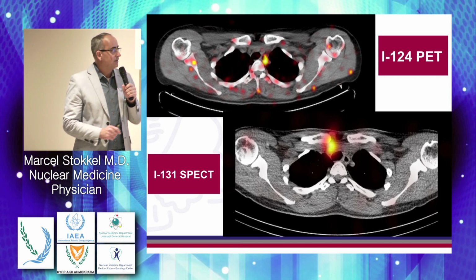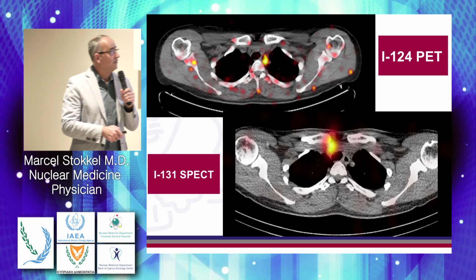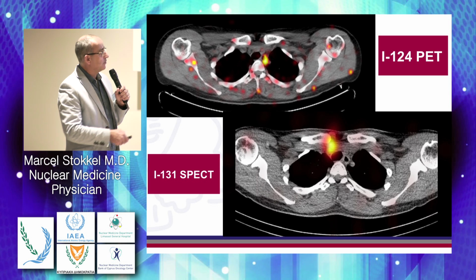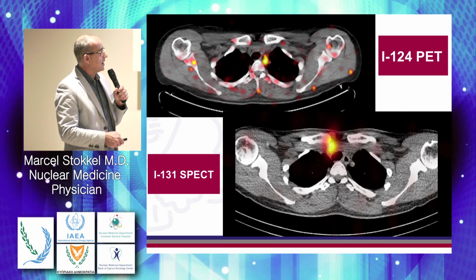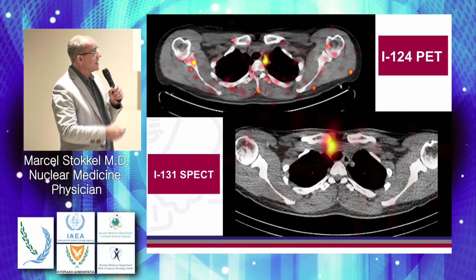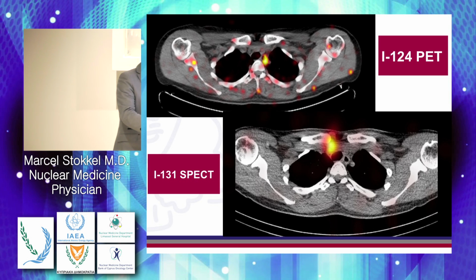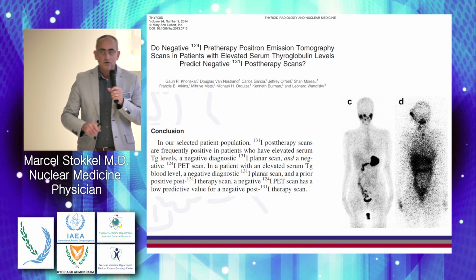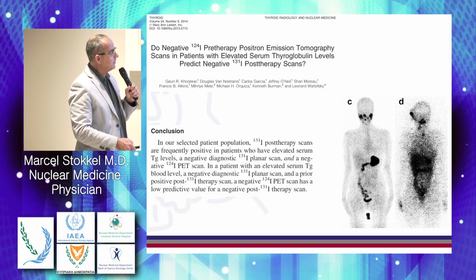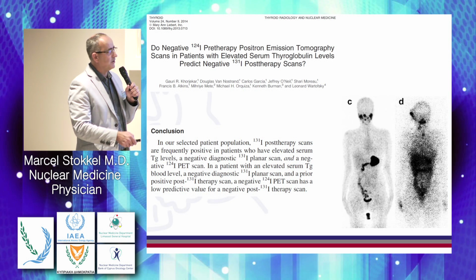Just one small comment, and I think there are only 2 or 3 slides left. What about iodine 124 PET scanning? You see here a patient with a recurrent disease on the iodine 131 SPECT scan, so a post-treatment scan. It was negative on the iodine 124 PET scan. And the question is, what are we going to do with such things? When you look at the data and literature, they're a little bit confusing. You see here again an iodine 124 PET scan on the left side and a post-treatment scan on the right side.